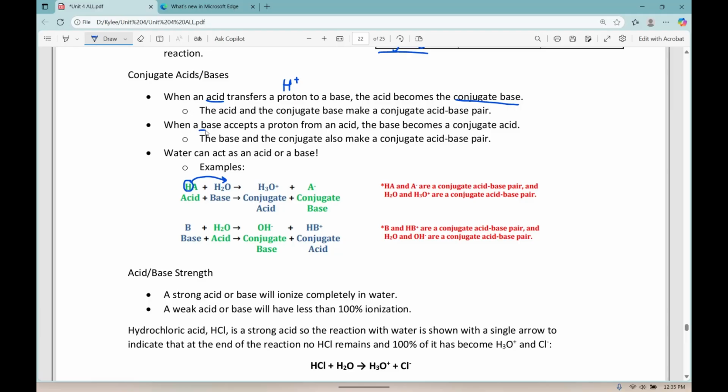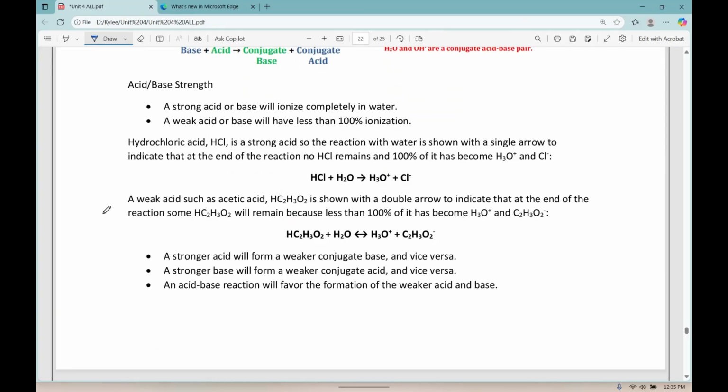Our base, once it accepts the hydrogen, then becomes the conjugate acid. So we have this role reversal. The acid becomes the conjugate base, and the base becomes the conjugate acid. Oftentimes, it's important to know whether we're dealing with a strong acid or base or a weak acid or base. I mentioned this in the last video.